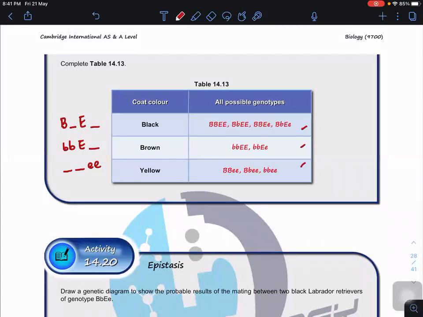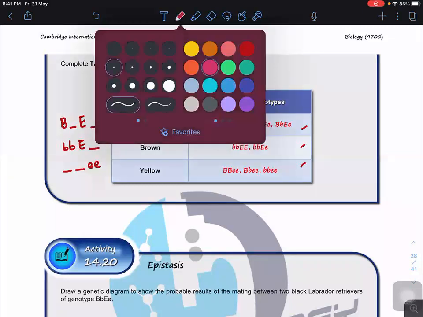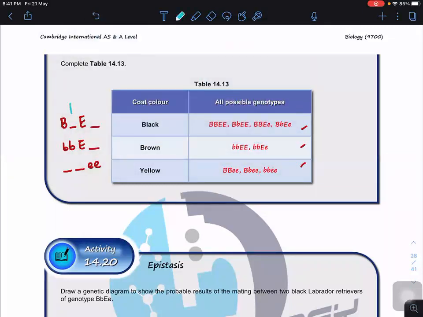A question may ask you to list out all the possible genotypes, so you must know the concept of epistasis. If you're still confused why I put a blank, this blank you can fill with big B or small b. This one can be filled in with small e. That's it. This one can be either big E or small e, and this one can be big B or small b. It doesn't matter already.